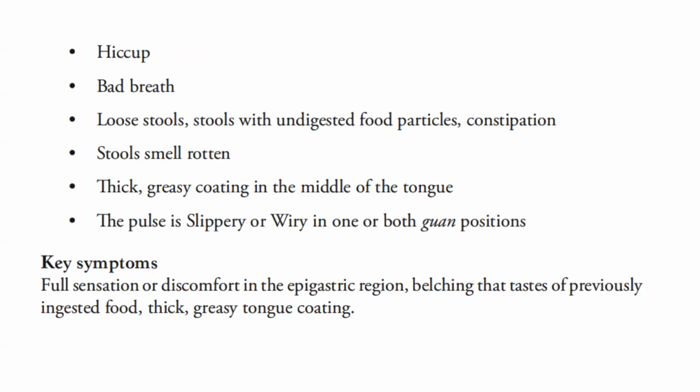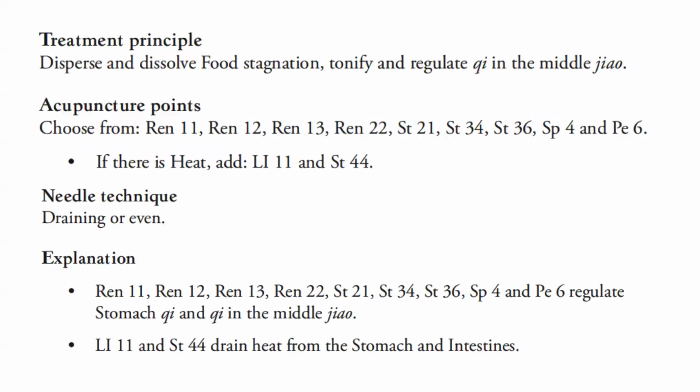The key symptoms: there will be a full sensation or discomfort in the epigastric region, belching that tastes of previously ingested food, and a thick, greasy tongue coating. Treatment principle: disperse and dissolve food stagnation, tonify and regulate Qi in the middle jiao. For the acupuncture points, we can choose from REN 11, REN 12, REN 13, REN 22, stomach 21, stomach 34, stomach 36, spleen 4, and pericardium 6. If there is heat, we can add LI 11 and stomach 44.